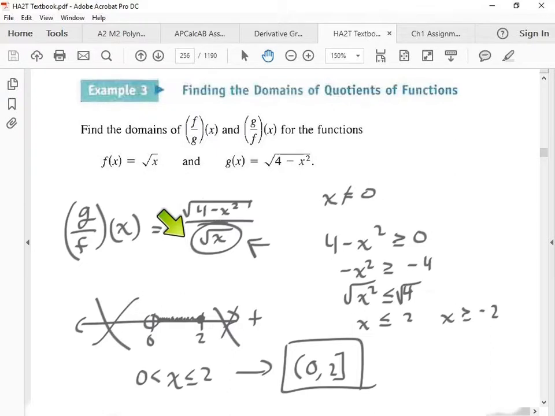On the bottom we could not equal 0, but on the top we could equal 0. So this is what we got for the numerator: x has to be less than or equal to 2, and greater than or equal to negative 2. But because of the denominator, that put more restrictions on it, we got rid of all the negatives over here. So we're just between 0 and 2. Anyways, I hope that helps.